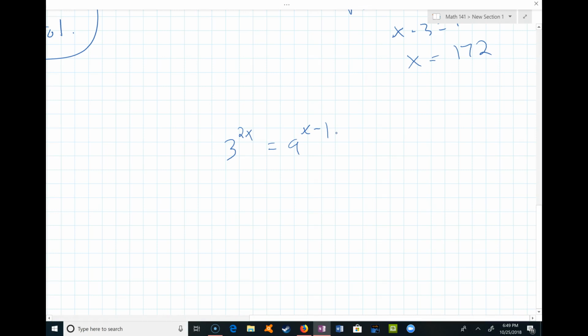So the idea here is if we can get them both to have the same base. For example, this is 3 to the 2x. I could rewrite this as 3 squared to the x minus 1 power, right? Because 9 is the same thing as 3 squared. And of course, when you're raising a power to a power, you multiply them. So that's the same thing as 3 to the 2x minus 2.